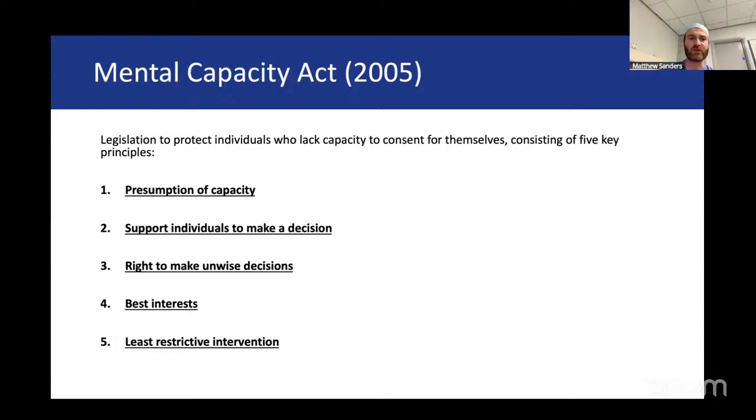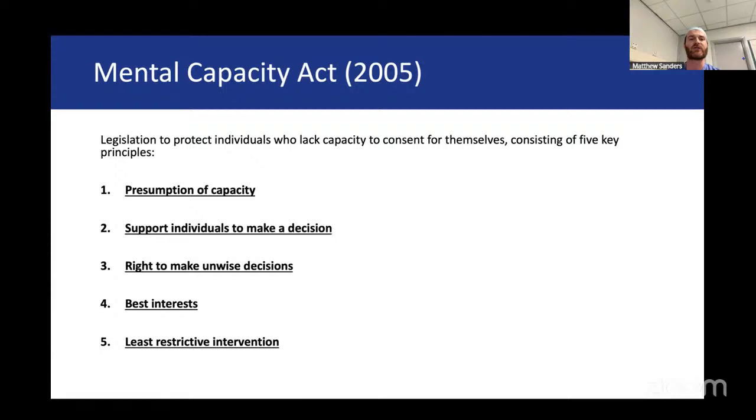Those are, firstly, the presumption of capacity. So that is, any adult must be assumed to have capacity until proven otherwise. Individuals must be supported to make a decision. So we must be able to communicate with patients in a way that they can readily understand the concepts that we are explaining to them, so that we are not using a sort of paternalistic means of consenting for their procedures. We have to respect individuals' right to make what we might deem an unwise decision.